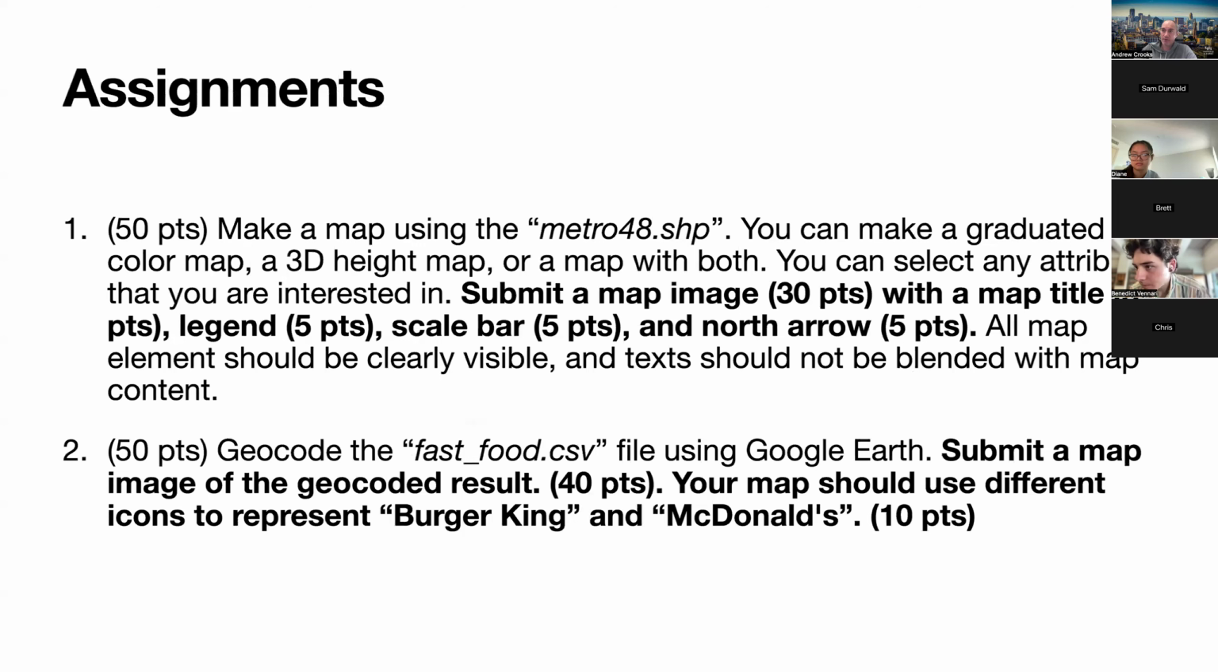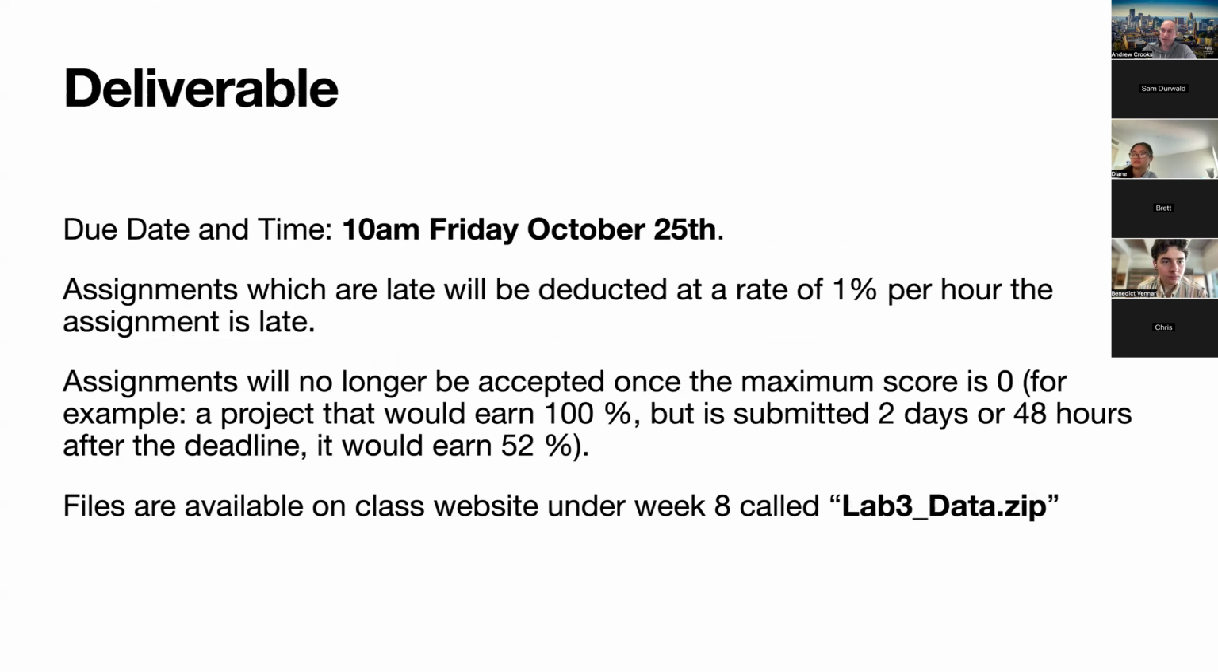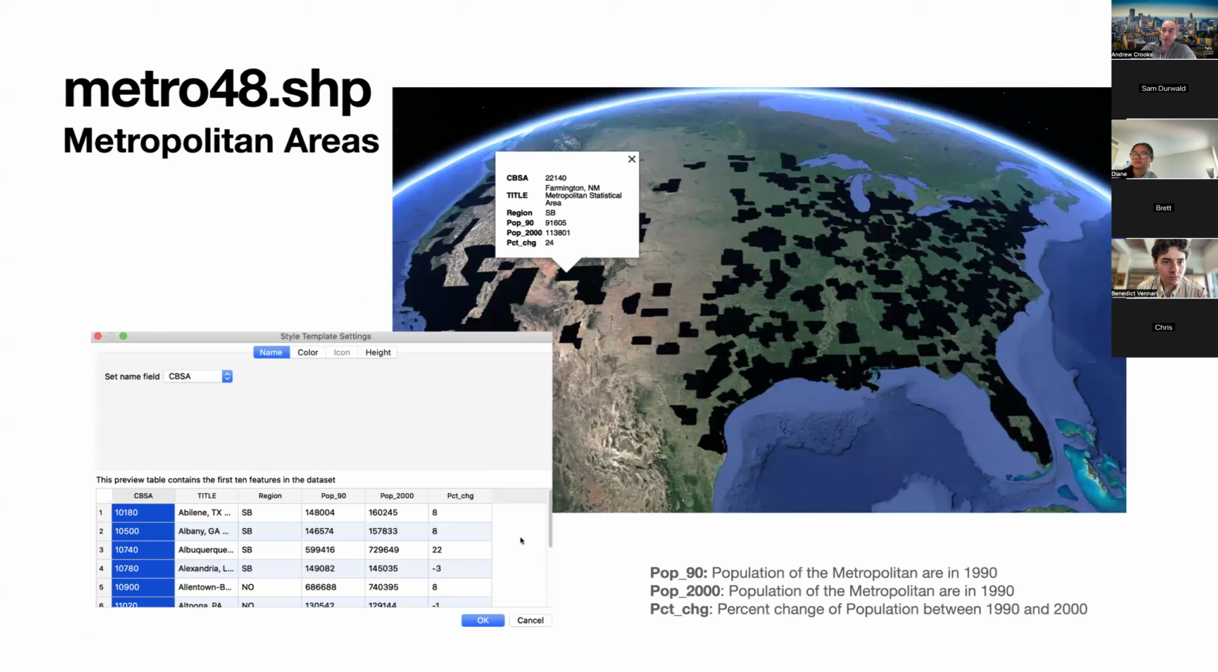So going back to the requirement here, make a graduated color map and a 3D map of that. What we could do, for example, would be to show population in 2000 as the base map, and then extrude based on percentage change to show how that area increased or decreased over time. So that would be one example, right? Or you could say population 1990 and how much it's changed. So that's what I would do in this example.